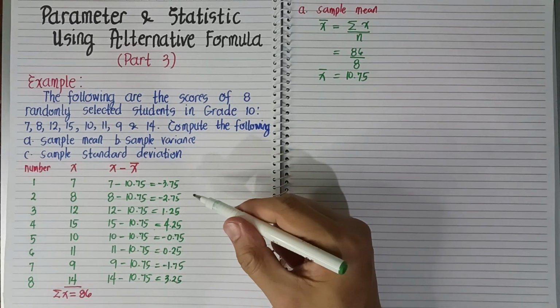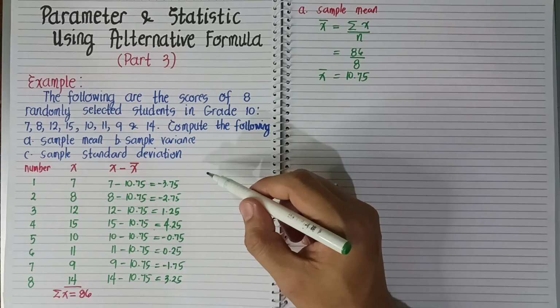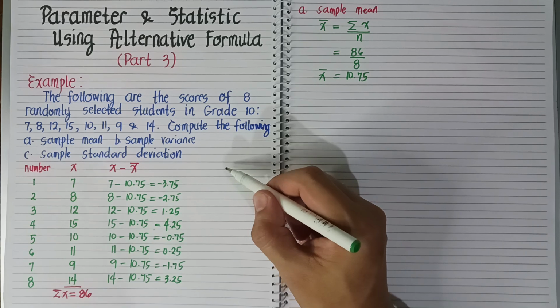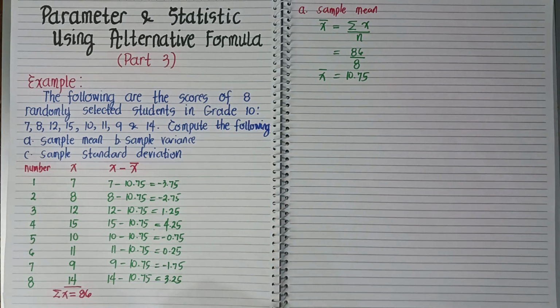So what do we do next here? Very good. So the quantity X minus X bar, squared. Okay, very good.